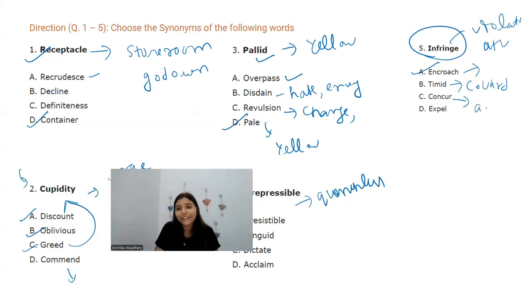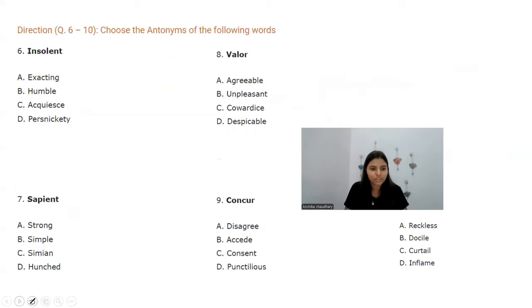Concur means agreement, right? And expel means layoff, right? So encroach will be the correct answer for this question. Let's move on to the next questions.